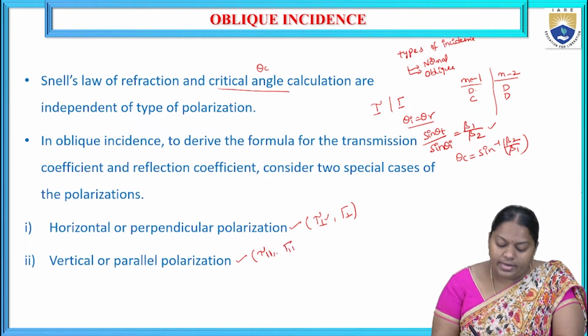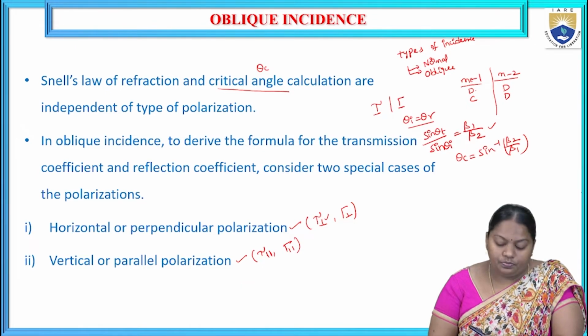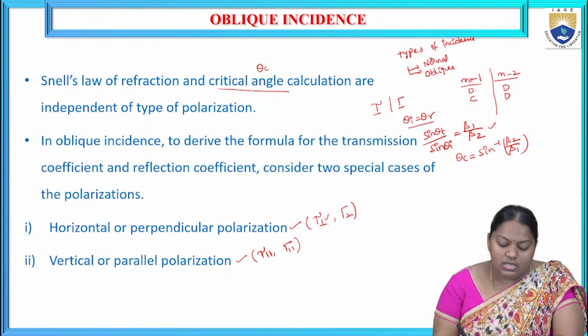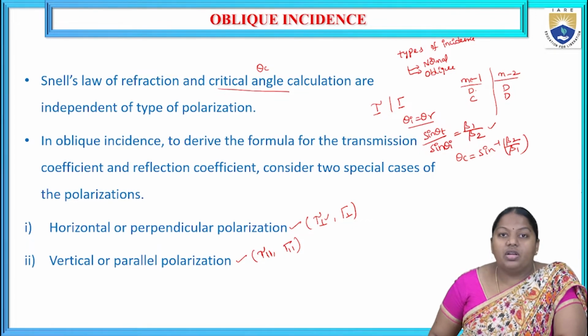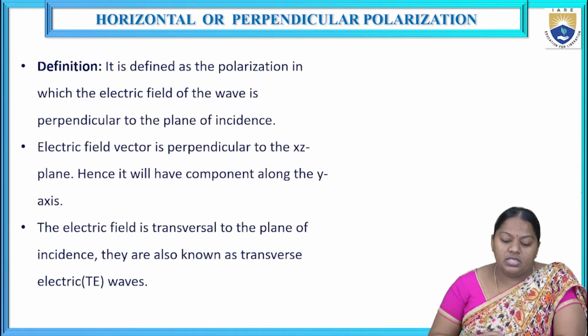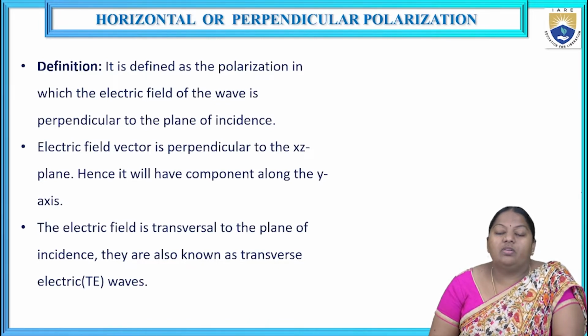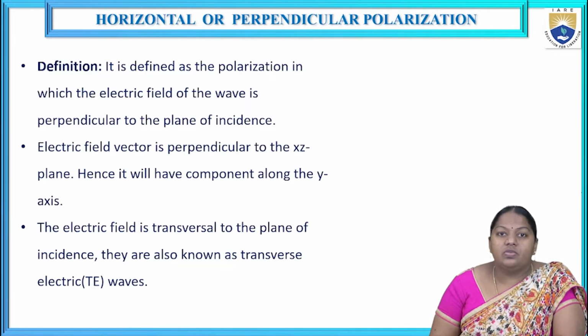The two parallel lines represent the parallel condition, and tau and gamma are respectively the transmission coefficient and reflection coefficient for oblique incidence. Now, in detail, we are going to learn about the first case, horizontal or perpendicular polarization. First, what do we mean by horizontal or perpendicular polarization? We must consider which field, which plane, and in which direction the wave is propagating. Depending on that, we are supposed to consider the wave propagation vectors.